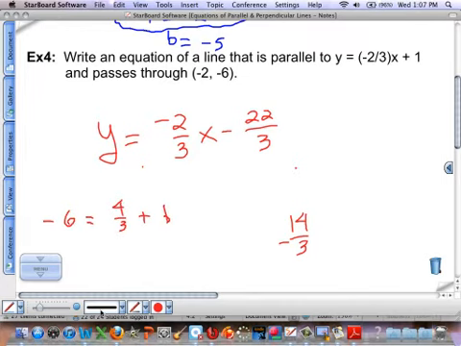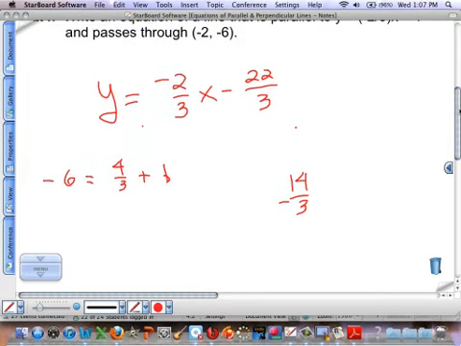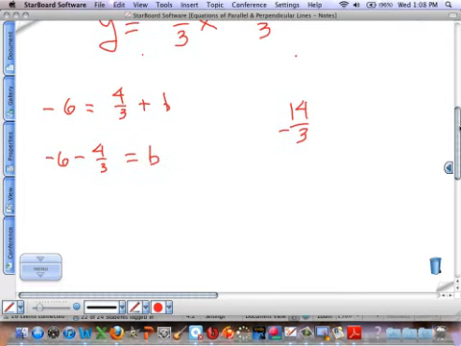So -6 equals 4/3 plus B. What do I do now to solve for B? Matt, what should I do? Okay, and how do I do that? So I've got -6 minus 4/3 equals B. Okay, but now what do I have to get? I should add -6 and -4/3. Well, the only way to do that though is I've got to treat it as -6/1.